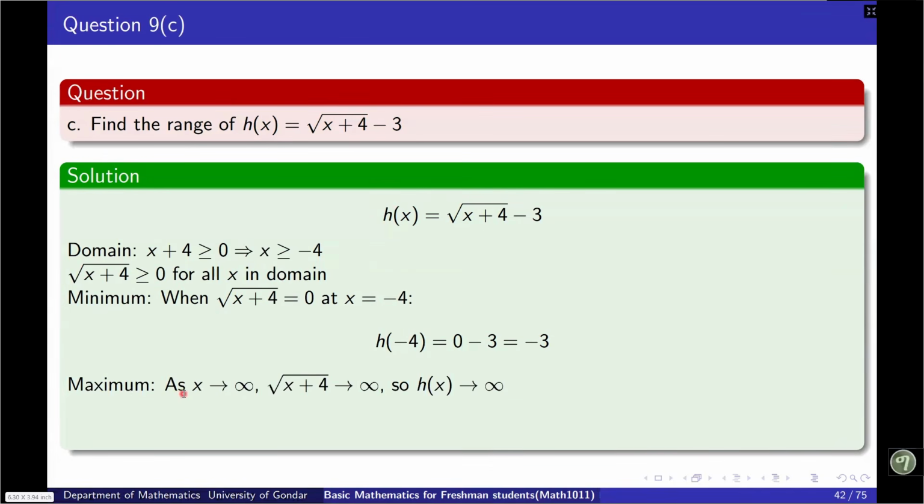At the maximum, whenever x approaches infinity, that means when x gets a very large positive number, its functional value, h of x, will tend to positive infinity. But x can never go to negative infinity because the domain is already greater than or equal to minus 4. So the range could be from the minimum value of this function, which is attained at x equal to minus 4, to positive infinity. Therefore, this is the range.